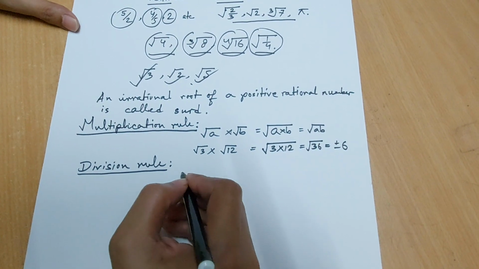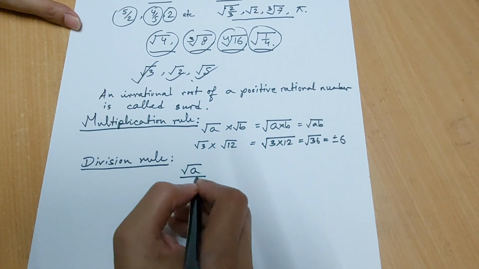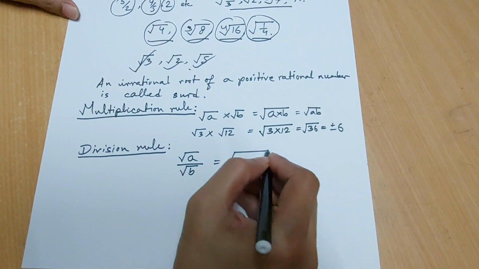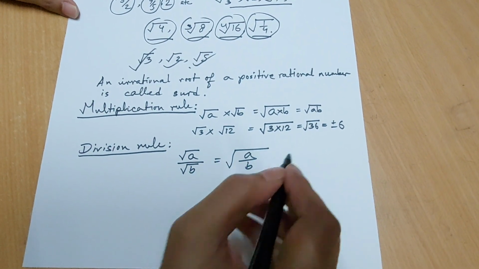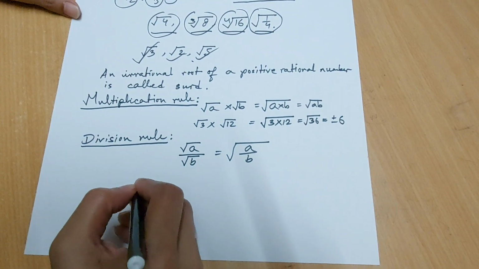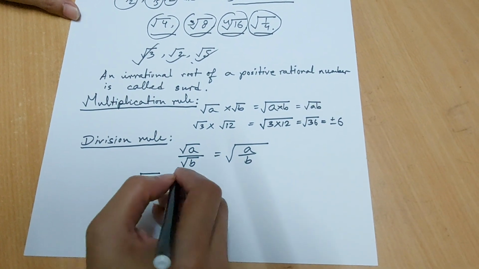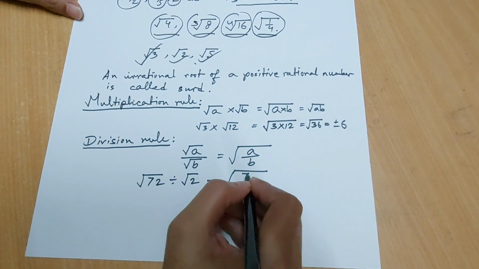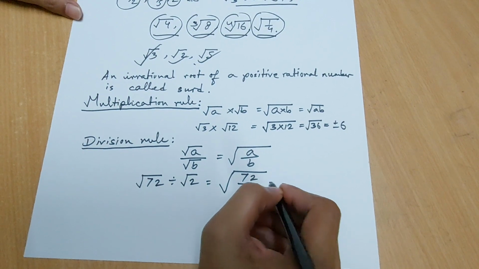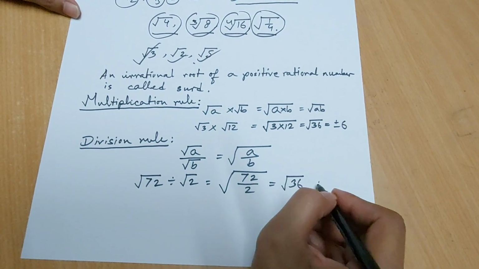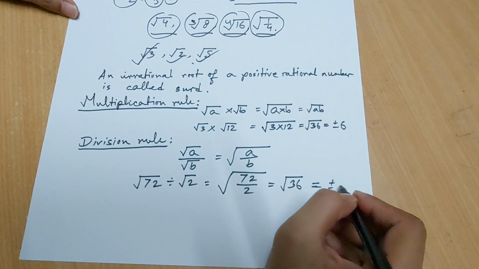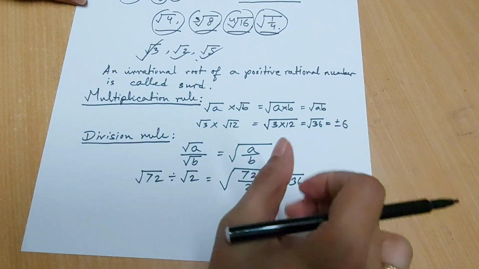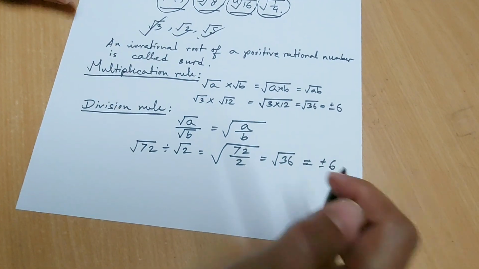And there is the division rule: root a divided by root b equals root over a by b. And an example here: root over 72 divided by root 2 equals root over 72 by 2 equals root 36 equals positive and negative 6. And that is the multiplication rule and that is the division rule.